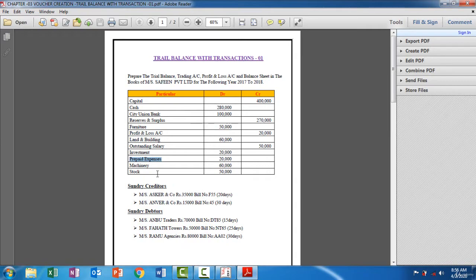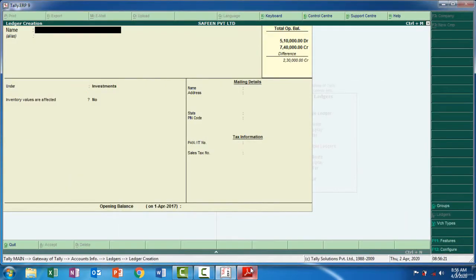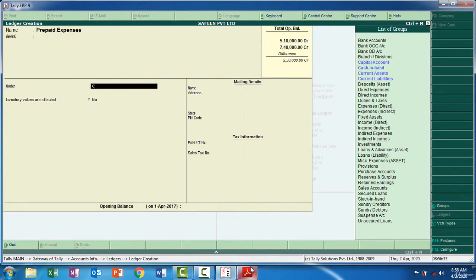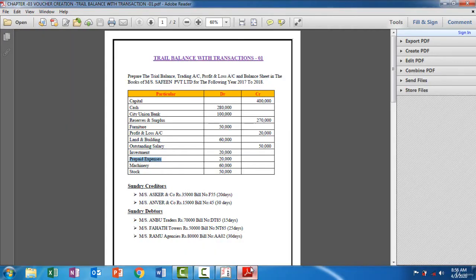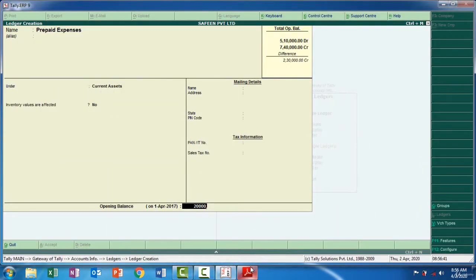The next one is prepaid expenses. Prepaid expenses mean advance we give for expenses. For the future expenses, the amount we give as advance. So that's one of the current assets for the company. So it's a current asset. So I'm going to choose the current asset. The amount is 20,000.